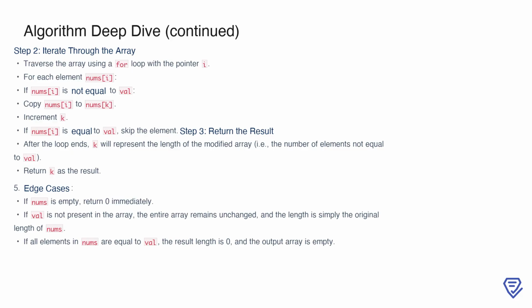By the end of the loop, the pointer k will indicate the length of the modified array, as it tracks the number of valid elements encountered. Finally, we return k as the result. There are a few edge cases to consider. If the array is empty, the function should immediately return 0. If val is not present in the array, the original array remains unchanged, and the length is just the size of nums, and if all elements are equal to val, the result length is 0, with an empty array output.